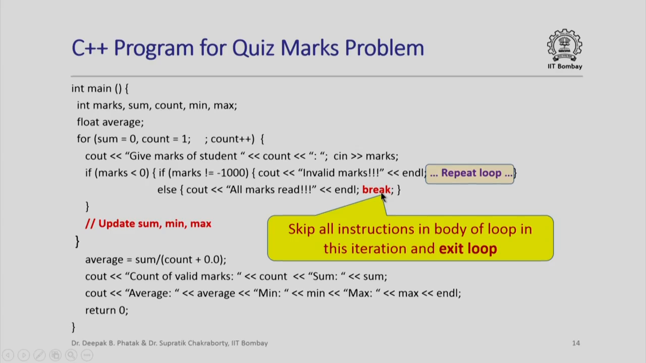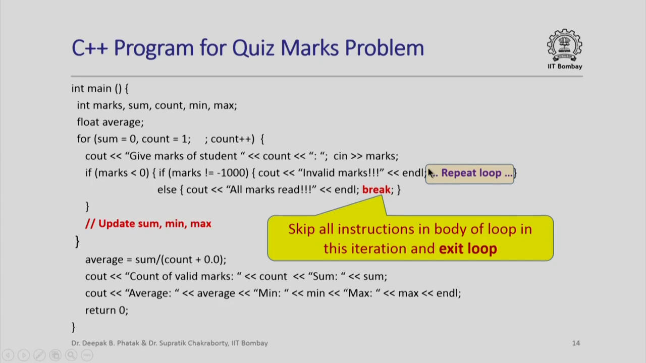So the usage of the break statement has already been covered in an earlier lecture. This basically skips all the instructions in the body of the loop in this iteration and directly exits the loop and comes out to the next statement after the loop. Now how do we repeat the loop here?